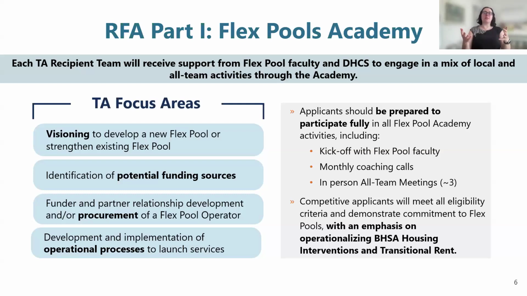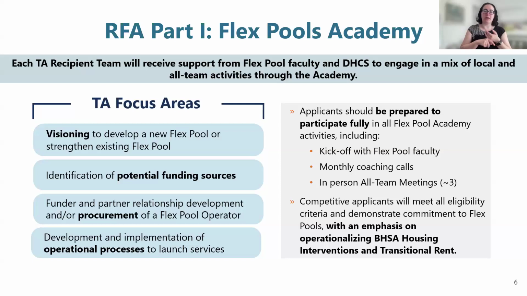Okay, so the first thing you'll notice about the RFA is there are two pieces. This slide is about part one, the Flex Pools Academy. This is about helping TA recipient teams, so groups of organizations working together, to get support from me and Mark and Whitney, and we'll phone a friend as needed to bring in others, as well as support from DHCS, to try and do a mix of local and all-team activities. So why are we doing this?